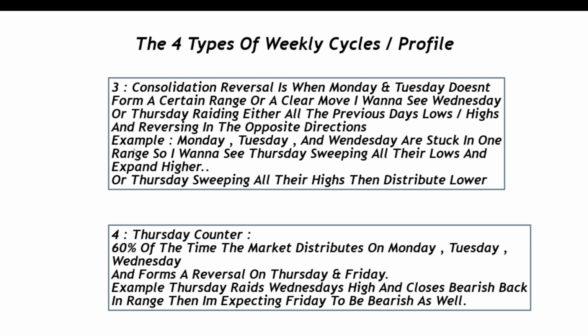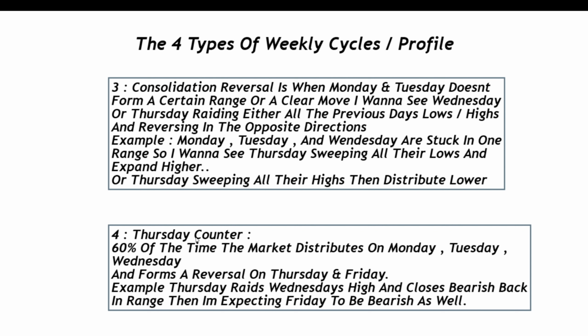For example, Monday, Tuesday, and Wednesday are stuck in one range. That means they're consolidating. So I want to see Thursday sweeping all their lows and expanding higher, or Thursday sweeping all their highs then distributing lower. So up here is the bullish scenario, and down here, sweeping all their highs then distributing lower, is the bear scenario.